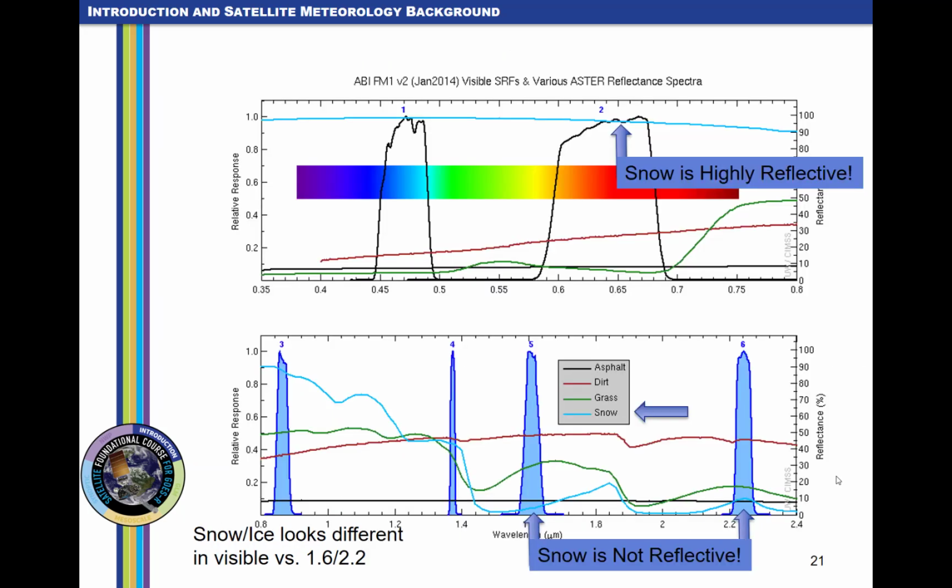Snow and ice clouds are highly reflective in the 0.864 micrometer band on ABI. Snow absorbs energy at 1.6 micrometers. Thus, snow, ice, and clouds made up of water droplets that look similar in the visible 0.86 micrometer imagery will look much different in the 1.6 micrometer imagery.